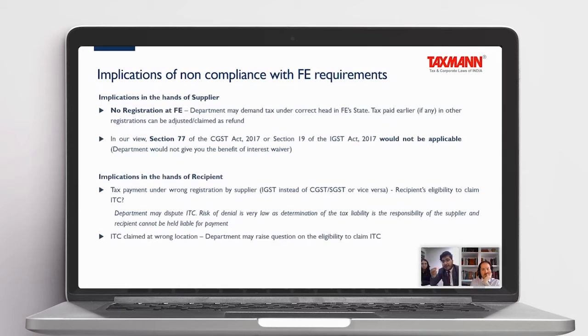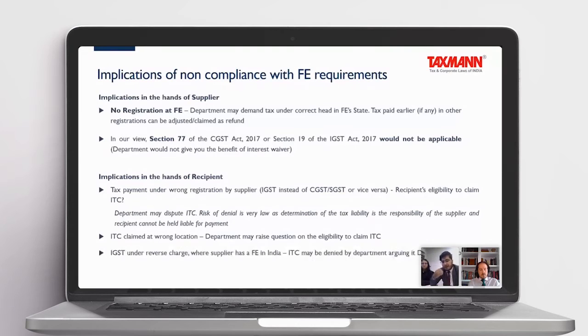Suppose you have claimed the credit at the wrong location. Instead of receiving the invoice at the location of the recipient of services, which may be an FE, you have claimed it at another place. Can the department deny your credit? In our view, yes, this is a very good argument from the department's end. They can challenge your ITC because one of the conditions for claiming the ITC is that you must receive the services. So if you have received the services at a particular location which qualifies as a fixed establishment or other registered place of business, then only that registered person can claim the credit. The other registered person cannot claim the credit.